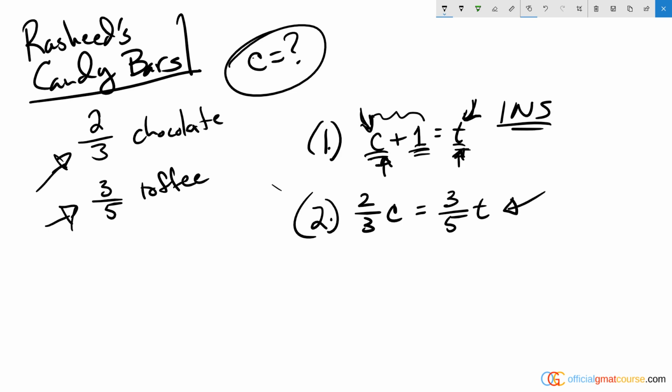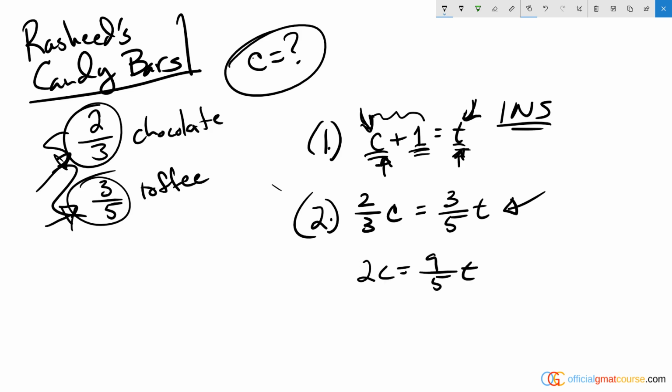So statement 2 says he handed out the same number of each candy bar, and we already knew that he handed out 2/3 chocolate and 3/5 of his toffee, which means 2/3 of C, if C represents the number of chocolate packages he bought, and 3/5 of T are equal to each other. If we look at these two sides of the equation, we can multiply both sides by 3 to get 2C equals 9/5 T, and then multiply both sides by 5 to get 10C equals 9T. And now we have a ratio.